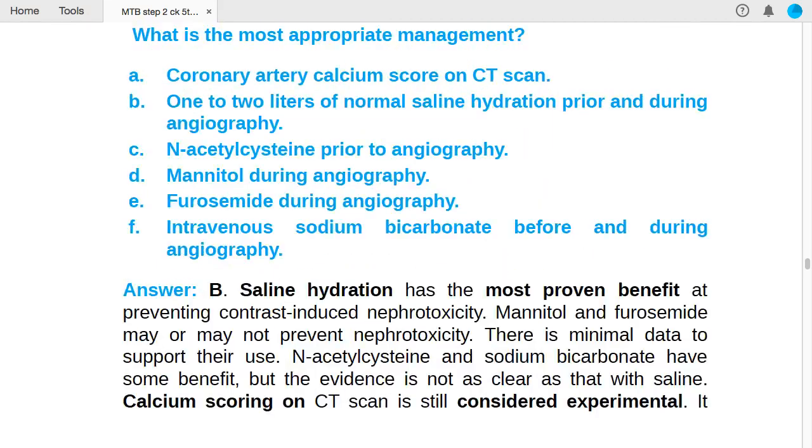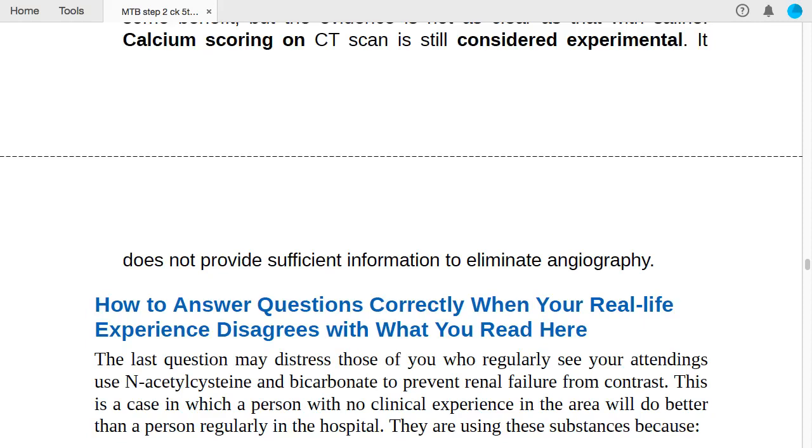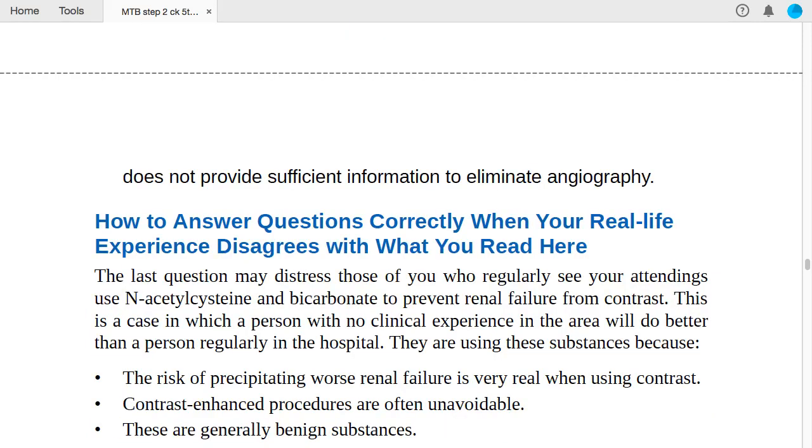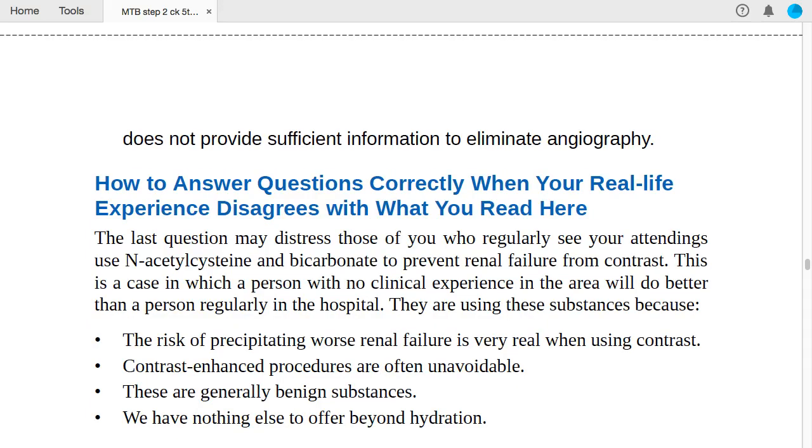Now, how to answer questions correctly when your real life experience disagrees with what you read here? The last question may distress those of you who regularly see your attendings use N-acetylcysteine and bicarbonate to prevent renal failure from contrast. In routine practice, we usually give N-acetylcysteine and bicarbonate to prevent renal failure from contrast. But this is a case in which a person with no clinical experience in the area will do better than a person regularly in the hospital.